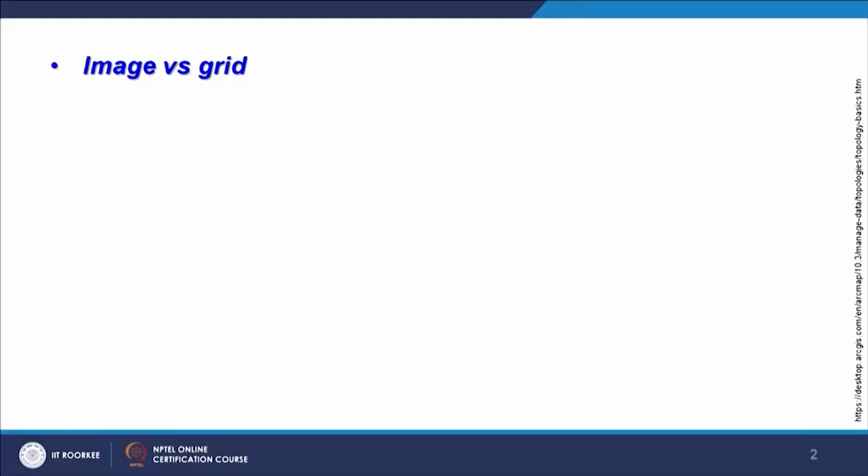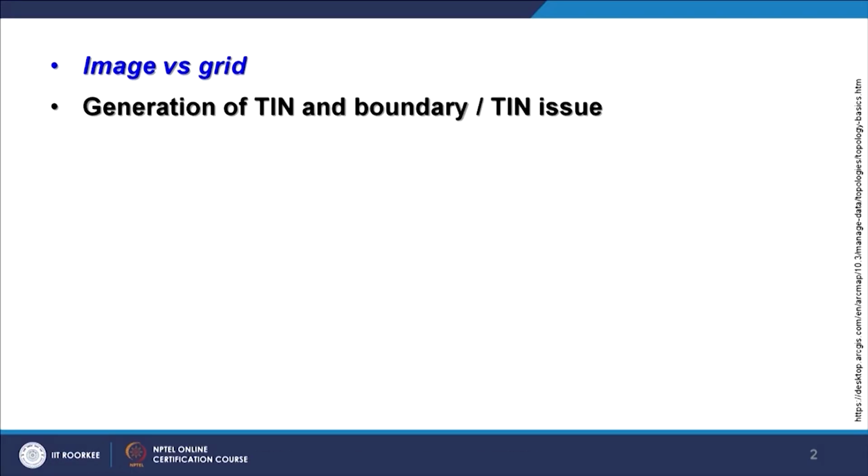What we are going to discuss and show here is the image versus grid differences, and the early part of our demonstration, a few minutes, would be spent on this. Then we will go for the generation of TIN, and also for the generation of TIN and the boundary issues which we have discussed in the theory class. So, these two things we are going to discuss. So, let us go for the software demonstration now.